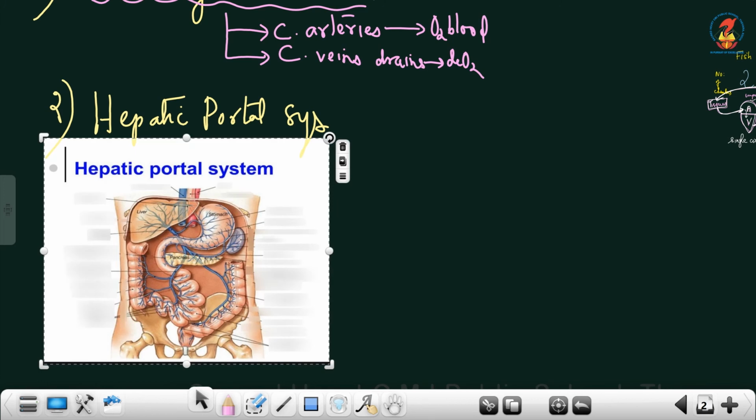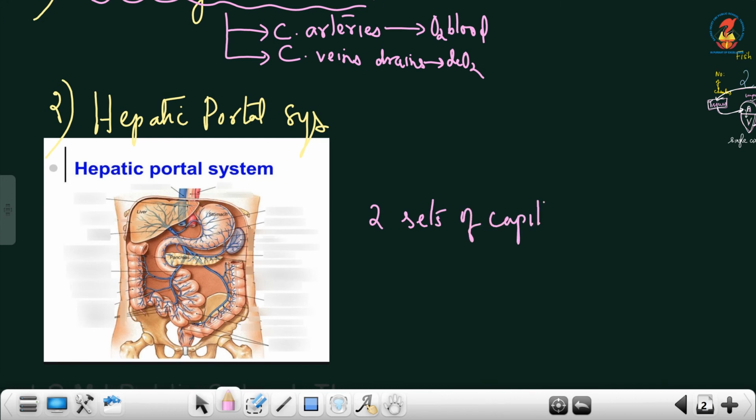Now, the hepatic portal system is a portal system which has two sets of capillaries, and the capillaries can be veins or arteries. Here it is the veins and venules. Okay, a network of veins or venules which drains the blood from the digestive tract.